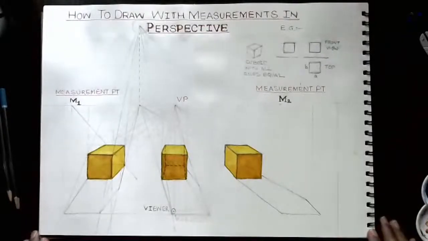So, welcome friends. Today's topic is about how to draw an object in perspective using the measurement points. I hope you have seen my previous three videos on the subject, so you'll understand what the horizon is, what the vanishing point is, where the viewer is, what a parallel perspective is, and so on.